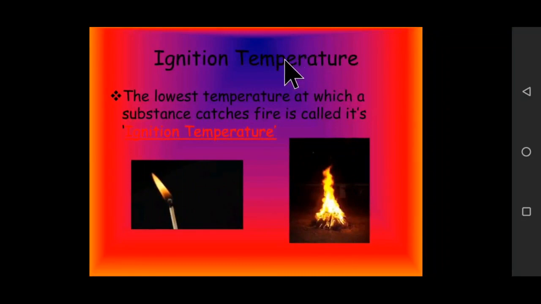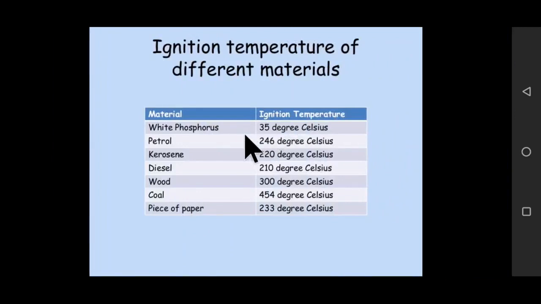Now next comes the ignition temperature. What is ignition temperature? It is the minimum temperature, or the lowest temperature, at which a substance starts burning or catches fire. Here are some of the materials that are mentioned and their ignition temperatures.